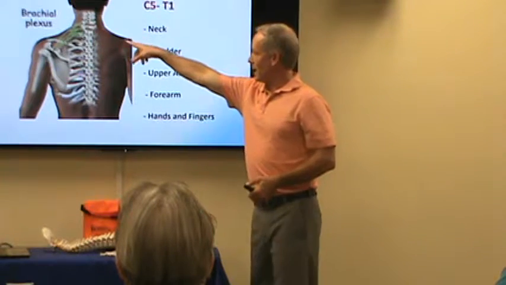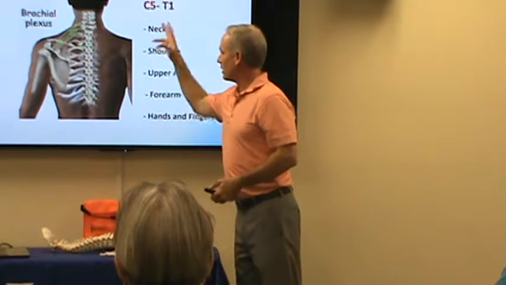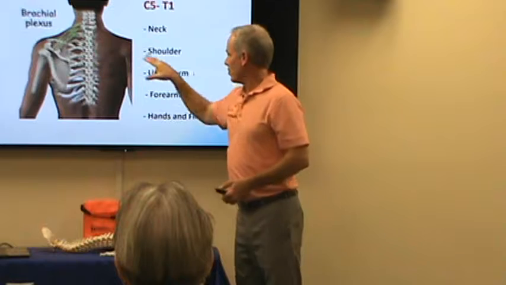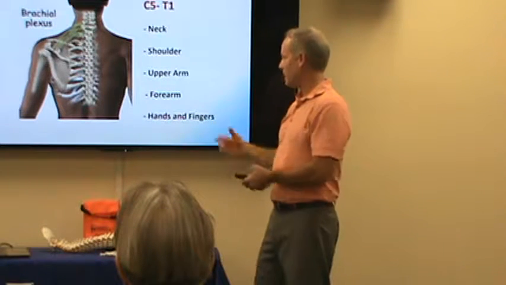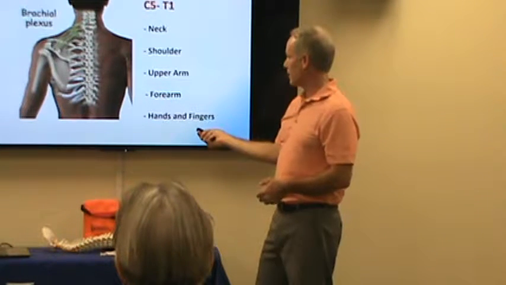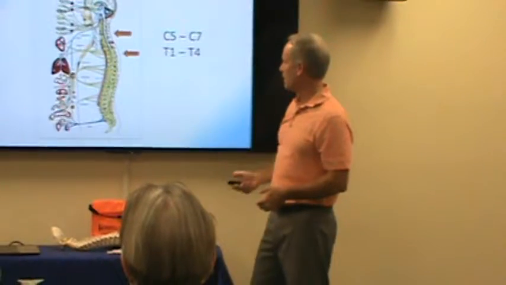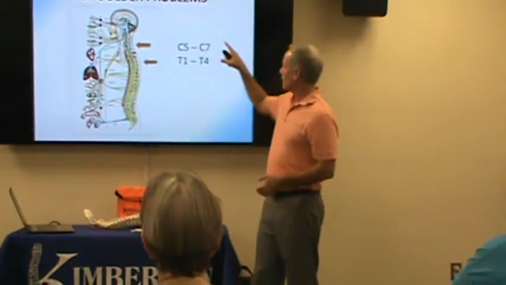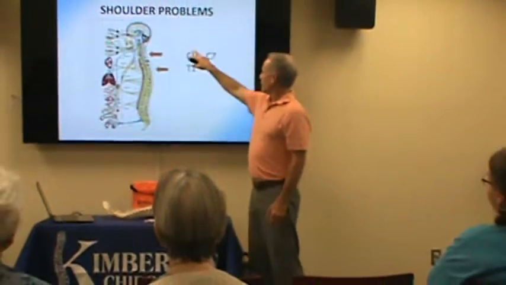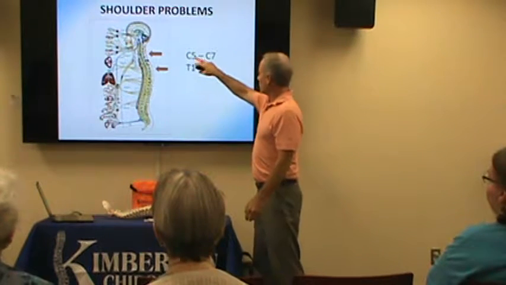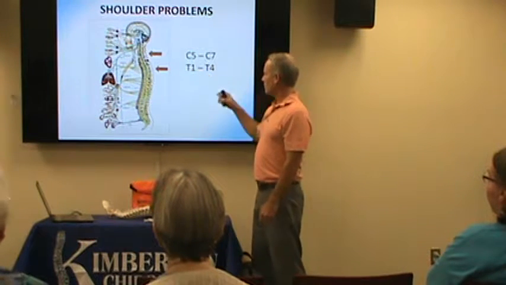So when you have misalignment, you affect the nerve here. You could have neck issues. It goes to the shoulder, upper arm, forearm, hands and fingers. It's all part of that brachial plexus. Now there are specific areas that go to specific areas. So shoulder problems can come if you affect the nerves at C5 through C7 and T1 through T4.